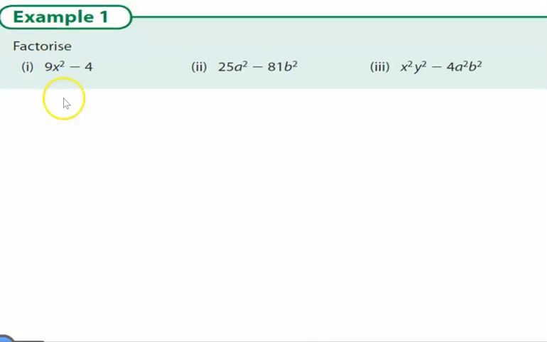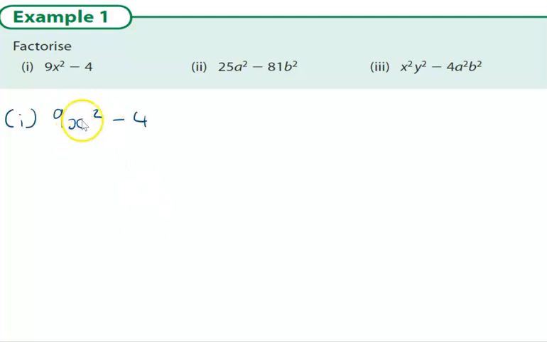Example 1. Factorize. So hopefully you notice that each of these are in the format of the difference of two squares. So we have a minus in the middle of each two terms. 9 is a square number, x squared is a square number, 4 is a square number, 25 is a square number, a squared is a square number, 81 is a square number, b squared is a square number, x squared is a square number, y squared is a square number, 4 is a square number, a squared is a square number, and b squared is a square number. So we have 3 examples, and all of them are the difference of two squares.